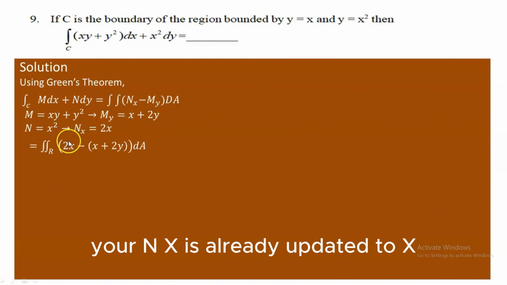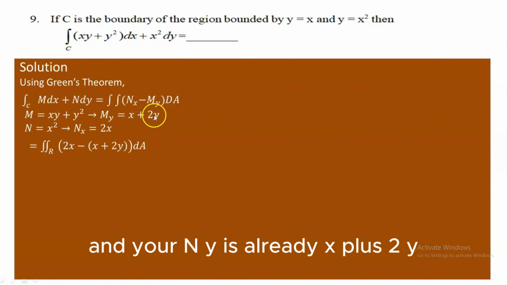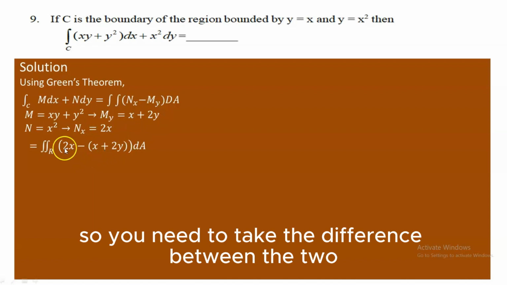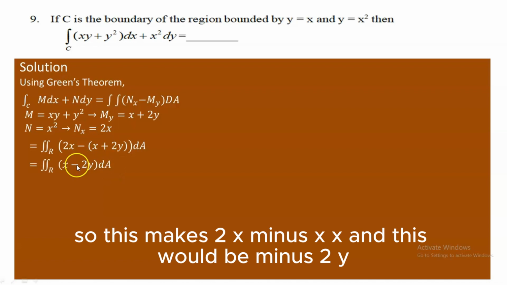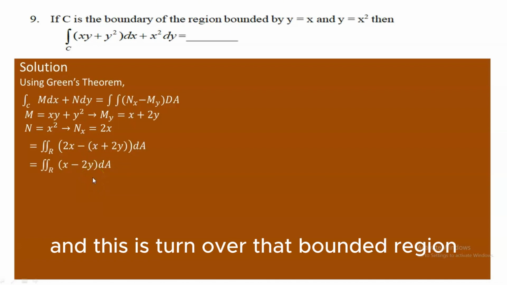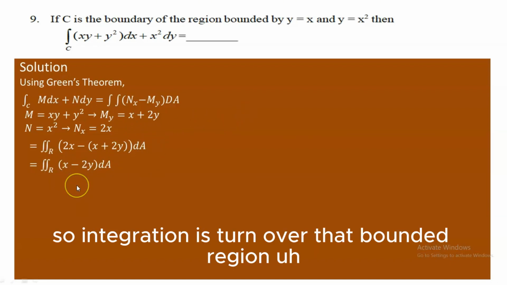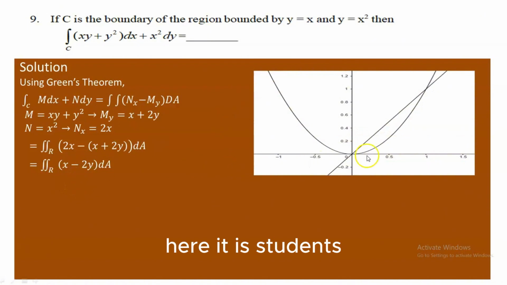Look, your Nx is already obtained, 2x, and your My is already x plus 2y, so you need to take the difference between the two. So this makes 2x minus x, and this would be minus 2y dA. And this is done over that bounded region. The integration is done over that bounded region R. Look, here it is, students.